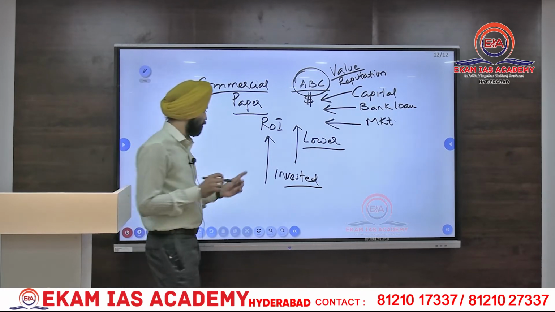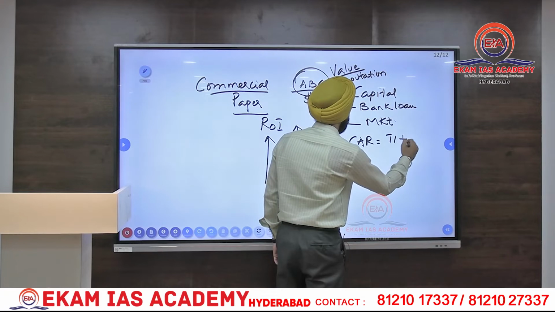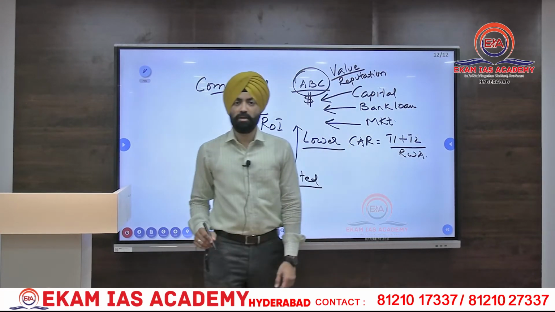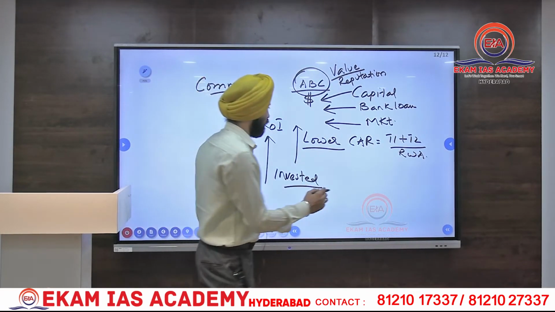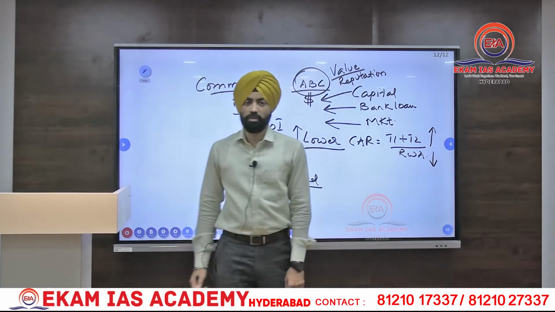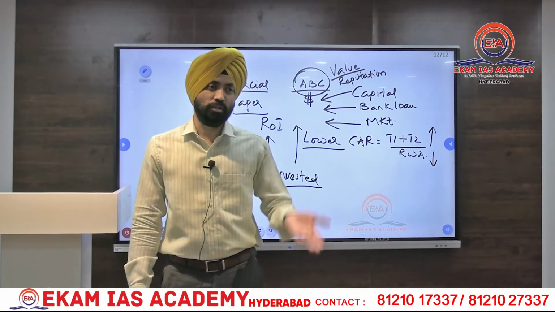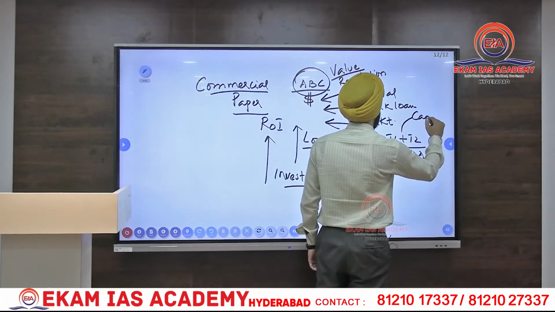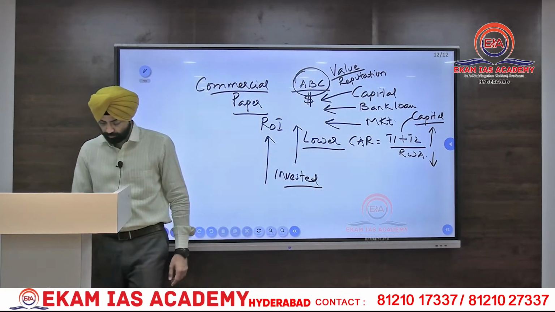What does it mean? We spoke yesterday. Capital adequacy ratio is equal to tier 1 capital plus tier 2 capital divided by risk weighted assets. Continued to improve means either the numerator was increased or the denominator was reduced. The chances of reducing the denominator are very less. It means that the numerator was increased, which means the government has infused capital. Simple logic. Okay?